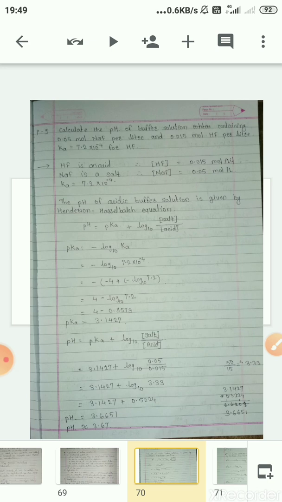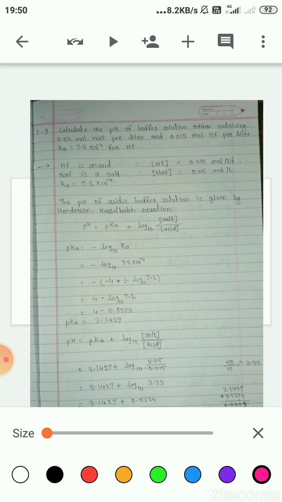Okay, yesterday we have seen two formulas to calculate the pH of a buffer solution. What formula have we seen? pH is equal to pKa plus log to the base 10 of the ratio of concentration of salt to the concentration of acid. This formula we saw yesterday.